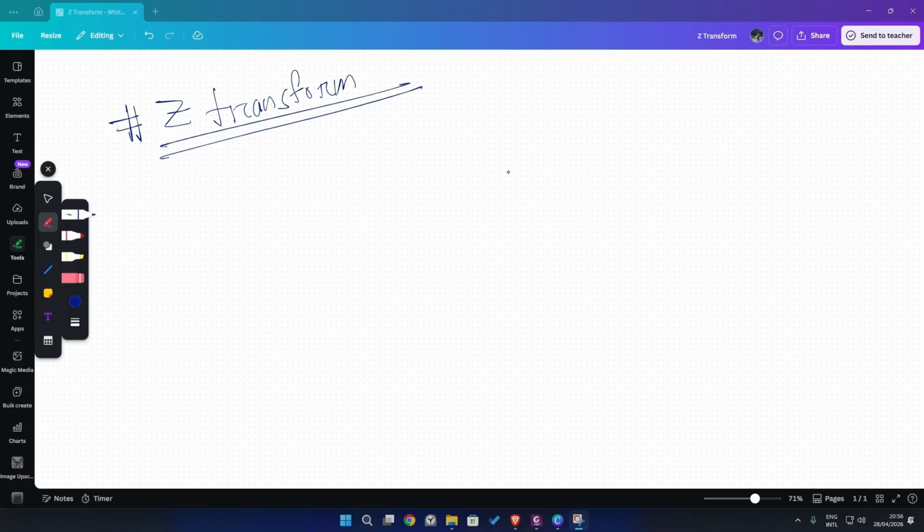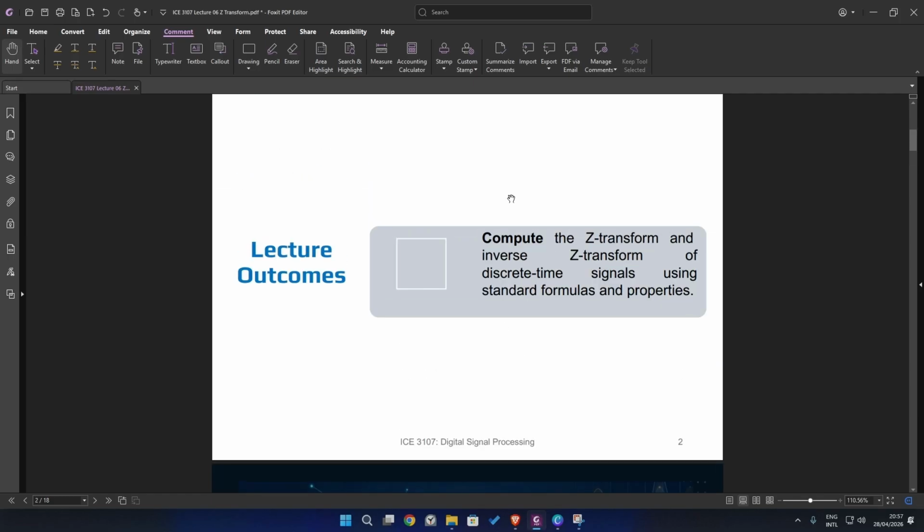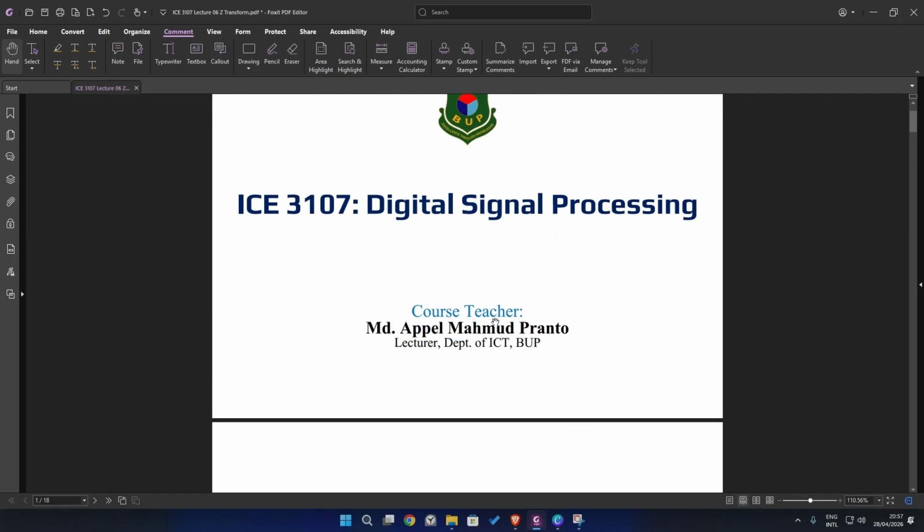Today, we're going to discuss a very interesting topic, the Z transform. It is vastly used in digital signal processing. For today's class, we'll take help from the slides prepared by my course teacher, MD Apple Mahmoud Pranto sir, lecturer, Department of ICT, BUP.